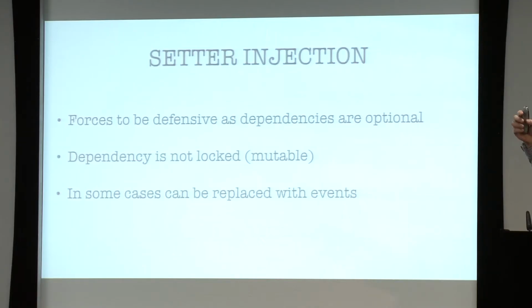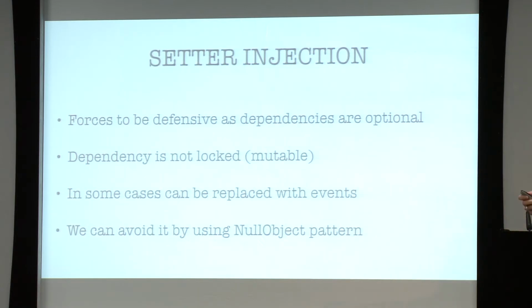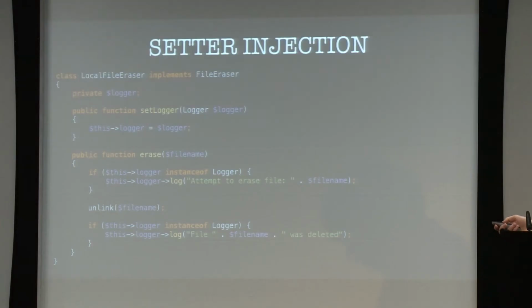Also, if something is optional and you don't know whether this code should be executed in your dependency or not, potentially you can replace it with events, as I showed you. There is a logging event. You can just emit this event. And if we actually need to log this, it's going to happen outside of your code. So we can solve this problem of setter injection and all of those problems, for example, by using the null object pattern, which is quite easy to implement.